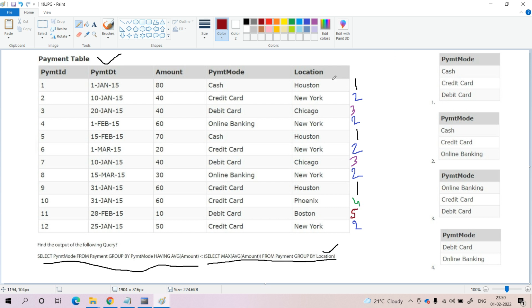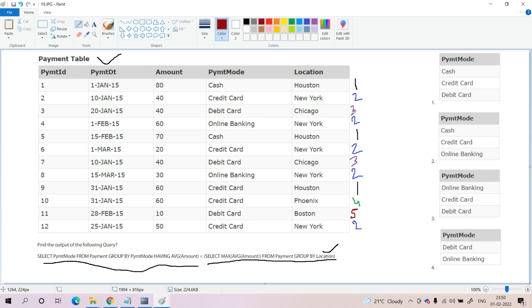What is the first group? Houston is the first group. In Houston, 3 records are available: 1, 2, 3. And New York comes under the second group as per the location. So 1, 2, 3, 4, 5 records are available.